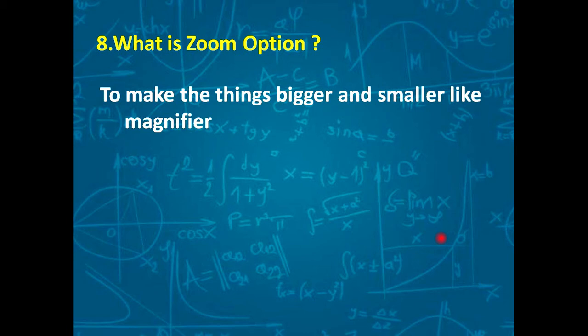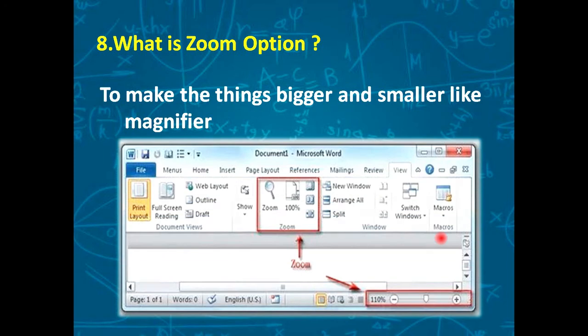As we use a magnifying glass to see little objects, it is the same case with the zoom option in all programs, not only in Microsoft Word but in so many programs we use the zoom option. So this is the function of zoom, and here is where the zoom option is present. Let's see how it works.